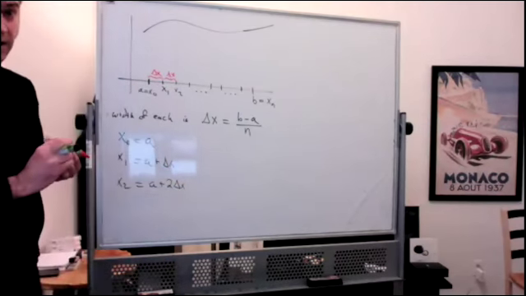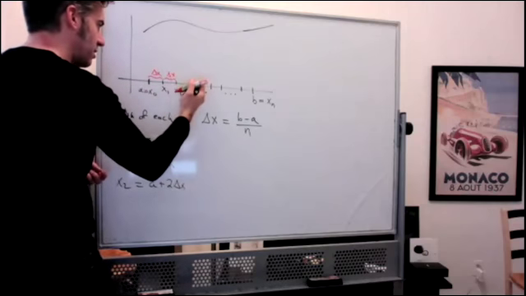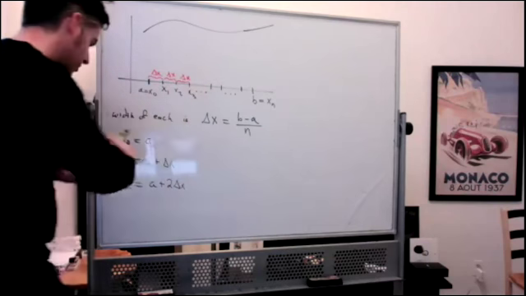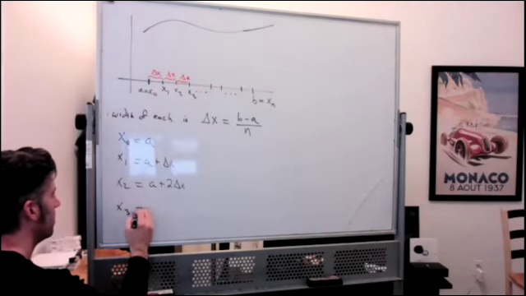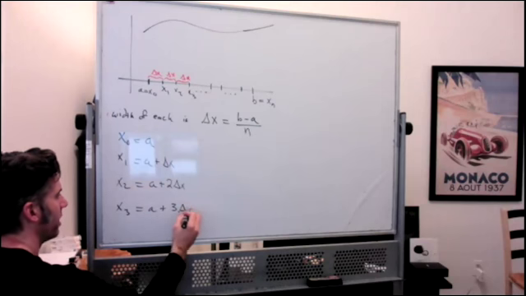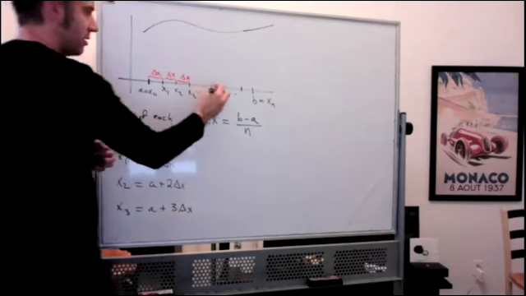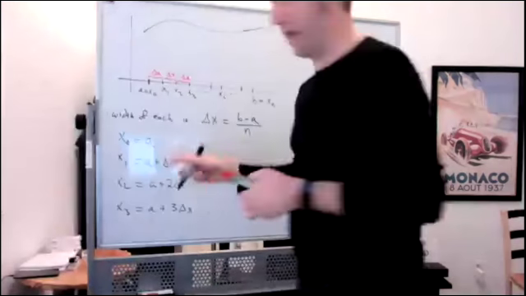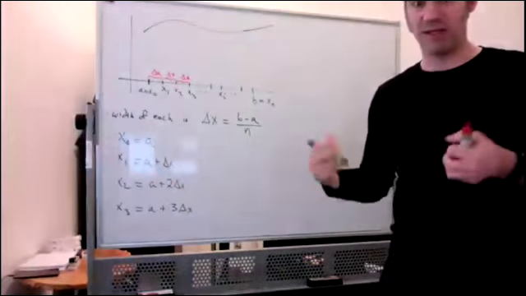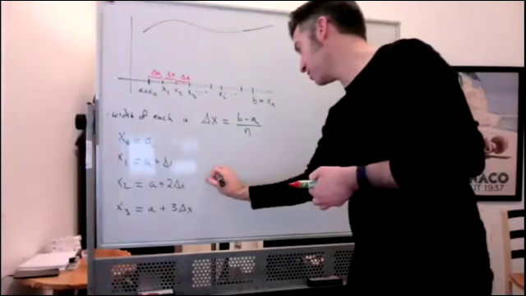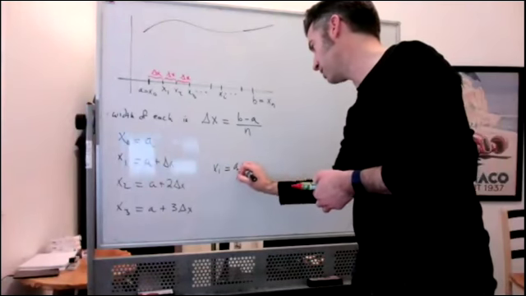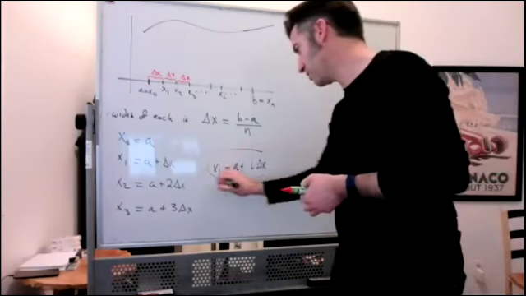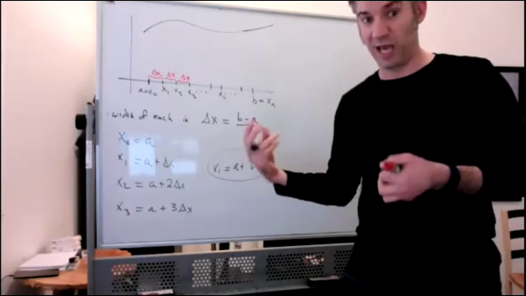And as you might guess, x sub 3, we add another delta x on, so that x sub 3 is a plus 3 delta x. So then x sub i, well, x sub whatever is just going to be a plus that many delta x's. So x sub i is a plus i times delta x. And that's what we're going to use to actually calculate things.